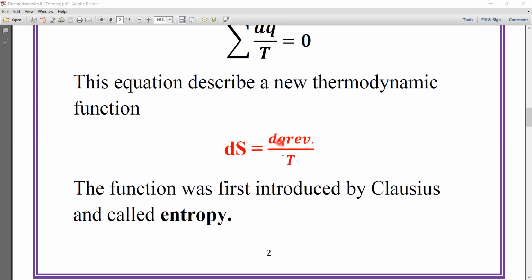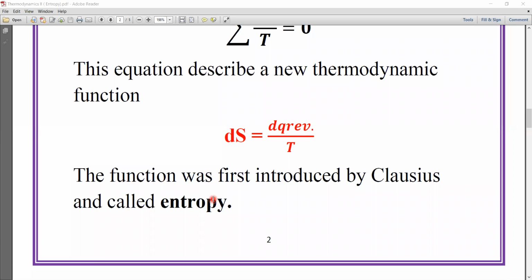is equal to dQ reversible upon T. Very simple. That is heat absorbed divided by the absolute temperature, which gives the entropy. Remember this formula: dS is equal to dQ reversible upon T. So this function was first introduced by Clausius and called entropy.